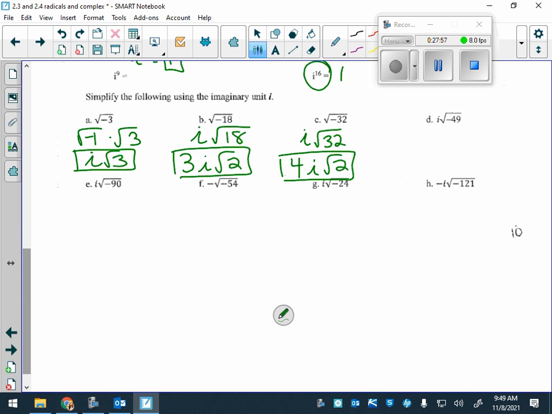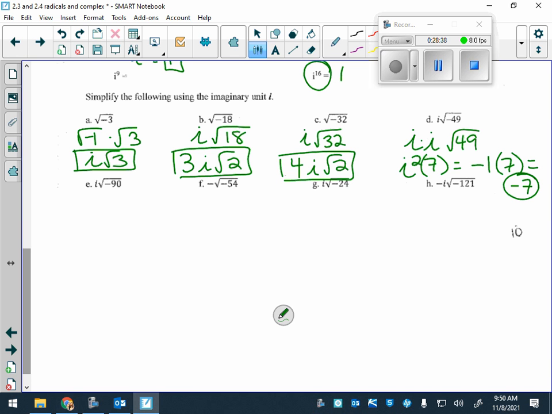Now, D is a little bit different because we already have an i on the outside, which is fine. So I'm going to keep it that way. However, I see a negative inside, so what comes out? Another i. Okay. Then we have the square root of 49. What is i times i? Okay, what's the square root of 49? Okay. What does i squared equal? Look above, look above. -1. -1 times 7 is -7.